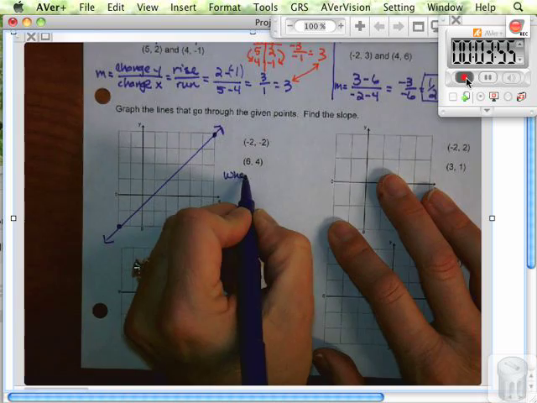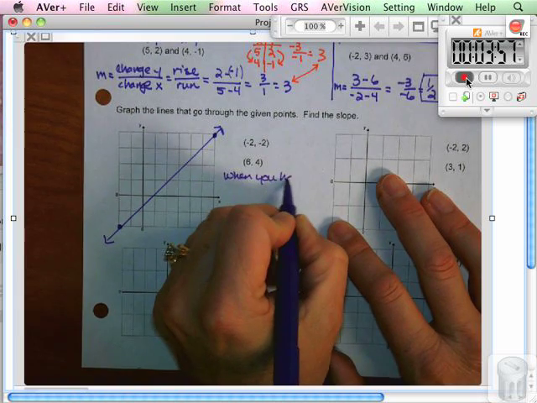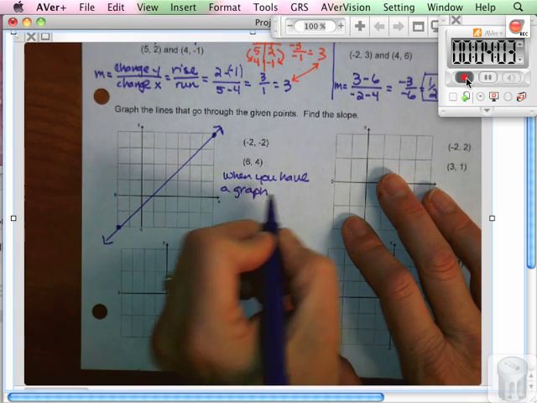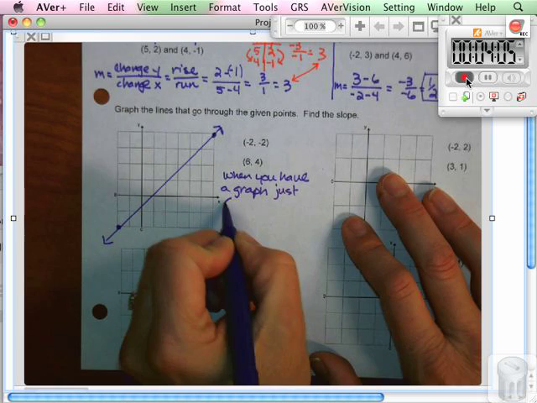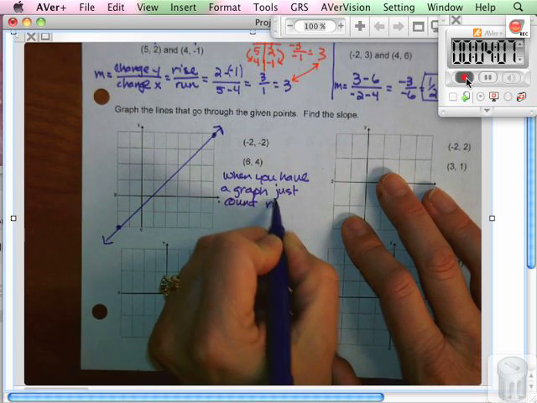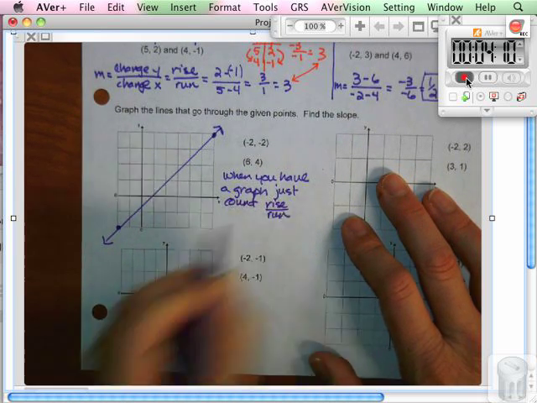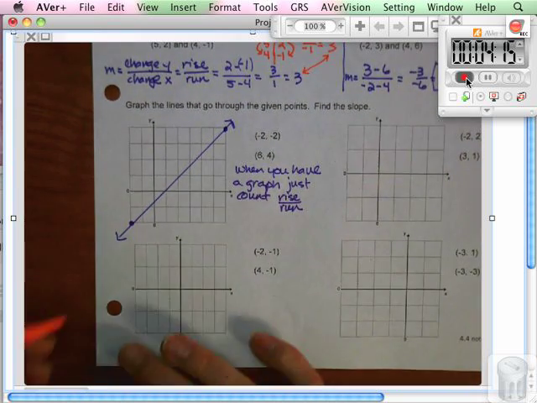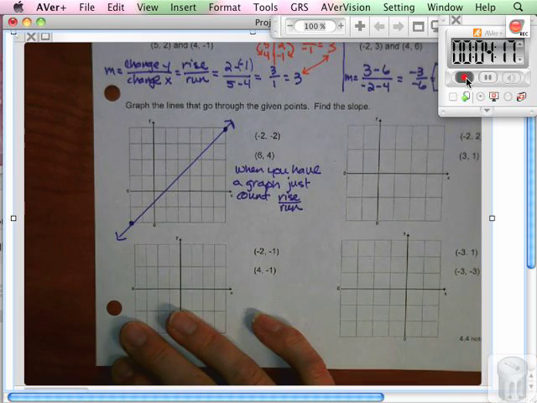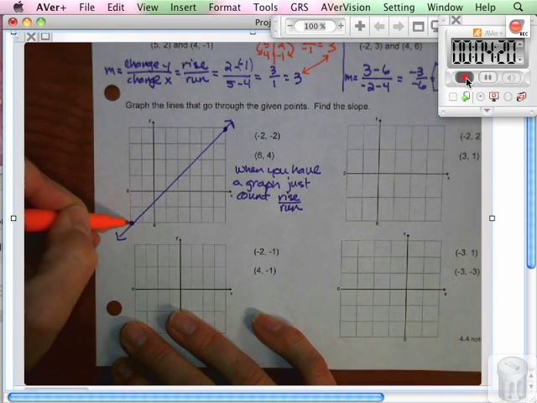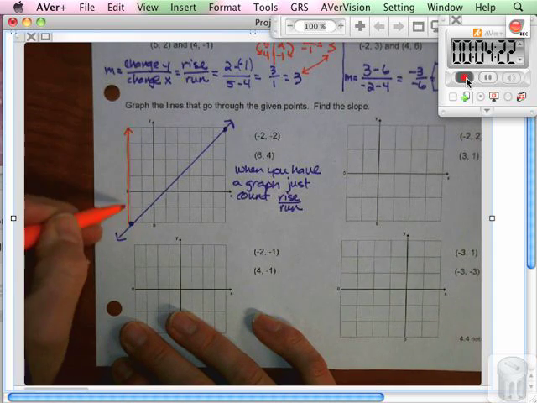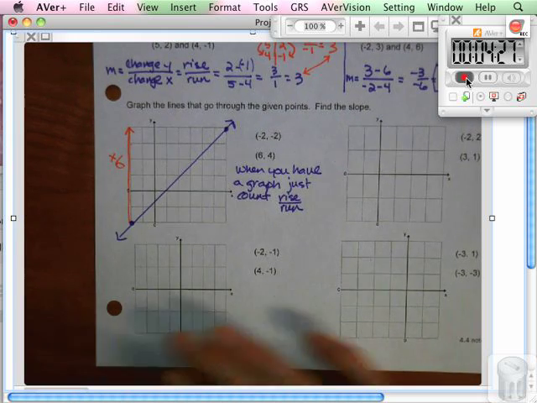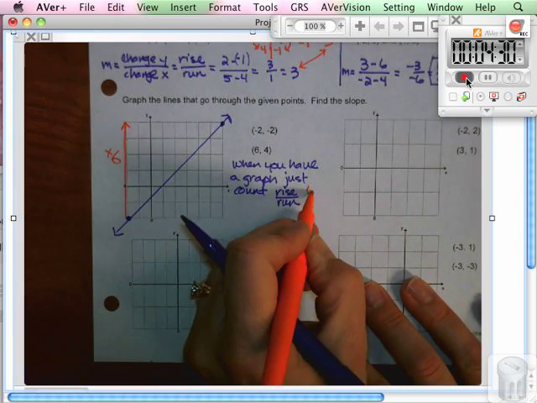When you have a graph, just count rise over run. It's way easy. When you have a graph, just count rise over run. So I always start with rise. I go from here up to here. How much did I go up? 1, 2, 3, 4, 5, 6. Plus 6 is my rise. That's going to be my top number.